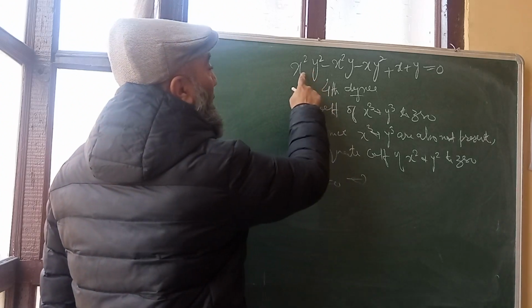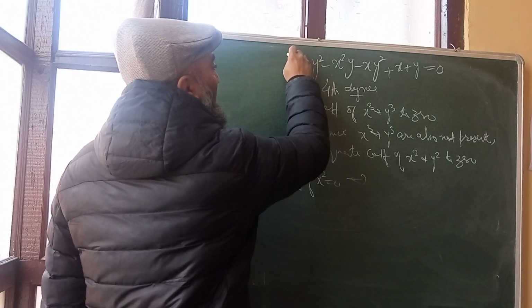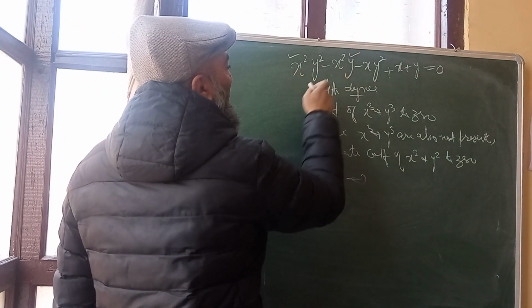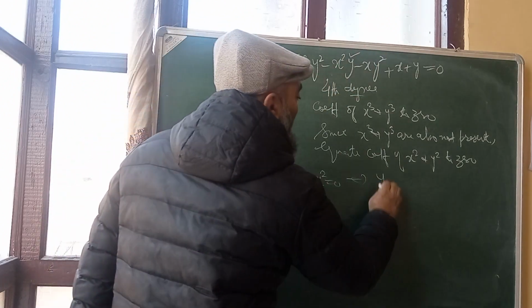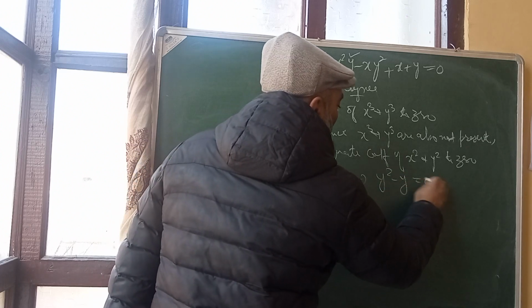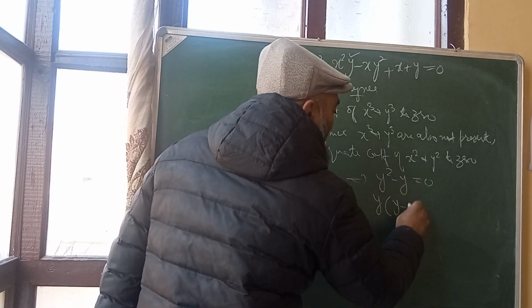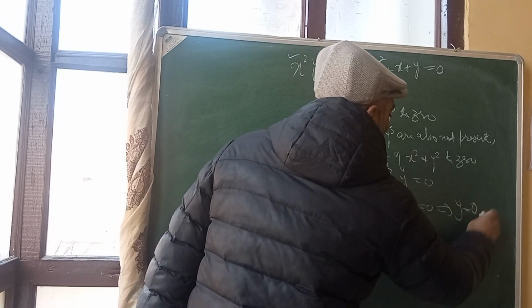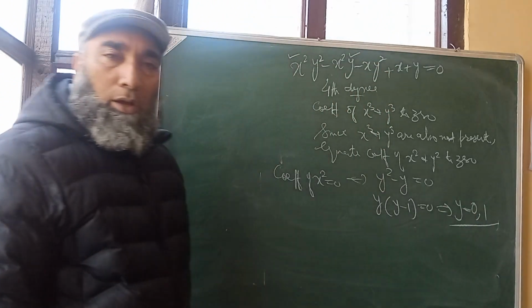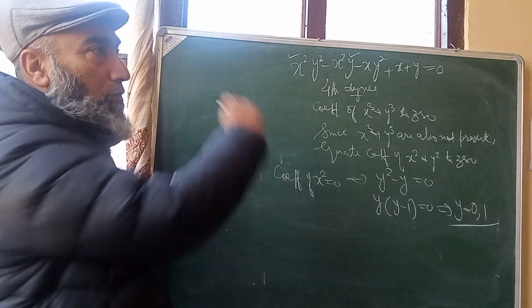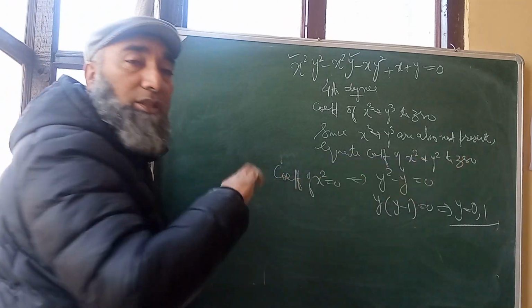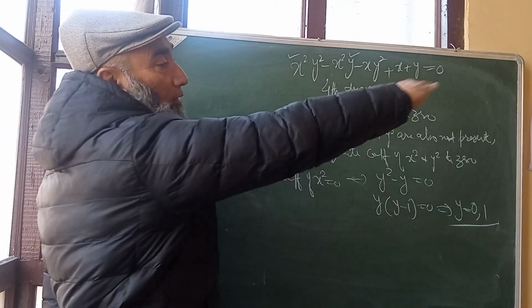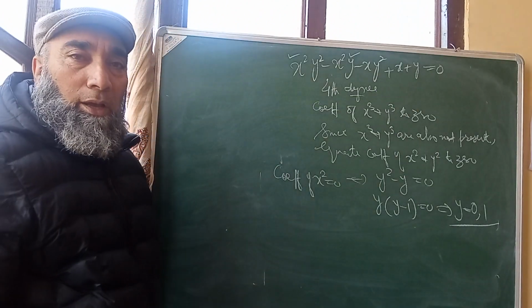Now the coefficient of x square equal to 0 implies what? What is the coefficient of x square? Here is x square, here is x square. The coefficient is y square minus y equal to 0, which means y into y minus 1 equals 0, so y equals 0 and 1. Two asymptotes: y equal to 0 means the x-axis, which is an asymptote parallel to the x-axis, and y equal to 1 is also an asymptote parallel to the x-axis.